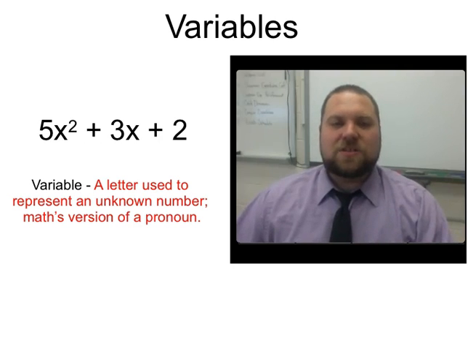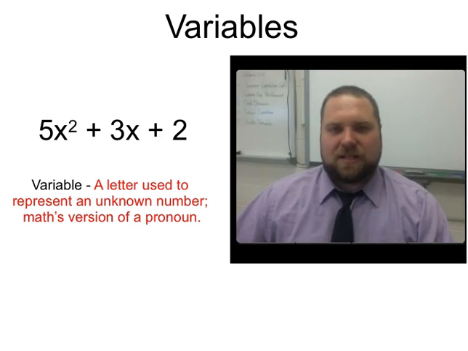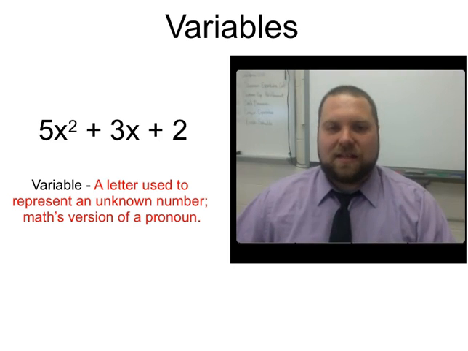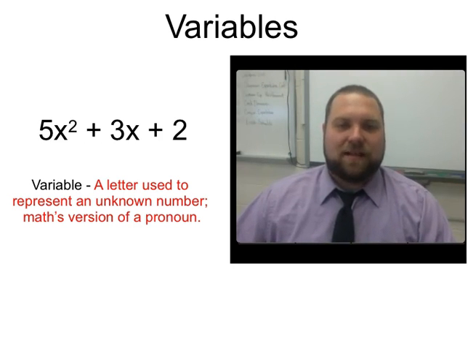So a variable is just a letter that's used to represent an unknown number. We don't know what the number is, so rather than not know what the number is and have to write, this is the number I don't know, over and over again, we use a shorthand for it, a variable, a letter. If math is a language, and it is, you can think of variables as being the pronouns.